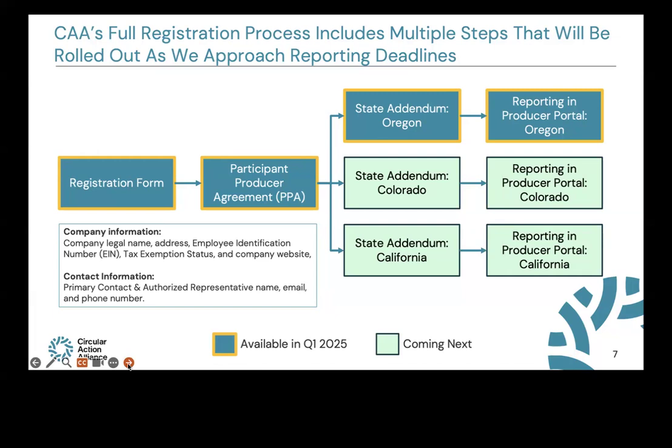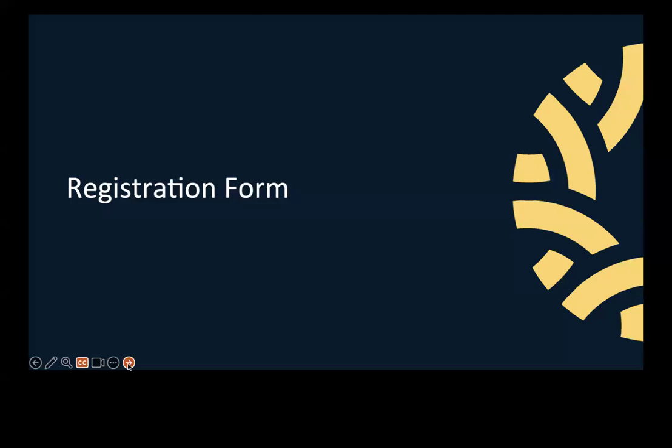The Oregon State Addendum is expected in February 2025, following approval of the latest program plan submitted by CAA to the Oregon Department of Environmental Quality. So we're going to dive deep into each of these steps for you.